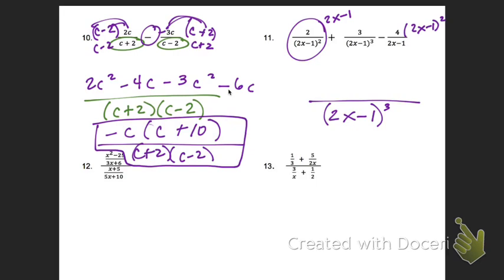Couldn't you multiply or like divide the second two? No, because you can never go smaller. Always gotta go bigger. So first one would be 4x minus 2, plus 3 minus 4 times 2x minus 1 squared.